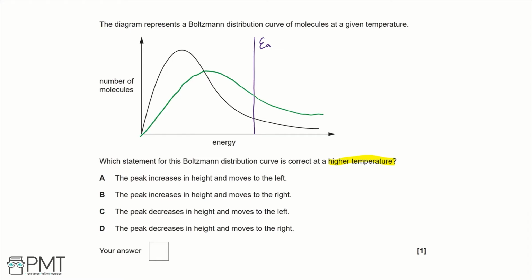So if we look at our different options, we need to match which one's showing the diagram that we've just drawn. So the peak is increasing in height and moving to the left. Our peak is moving to the right and it's decreased in height, so this is not correct. We can cut out both that say increase in height because our peak is decreasing in height. And then we've got moves to the left and moves to the right. And as I've said before, we're moving to the right. So our answer is D. To get the mark for this question, you need to write D in the answer box provided.